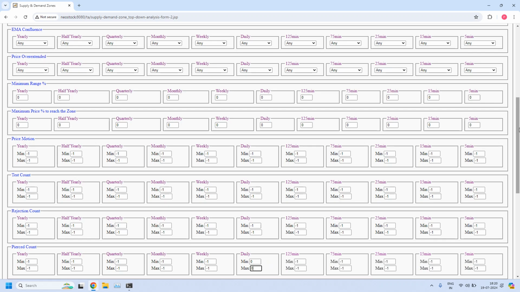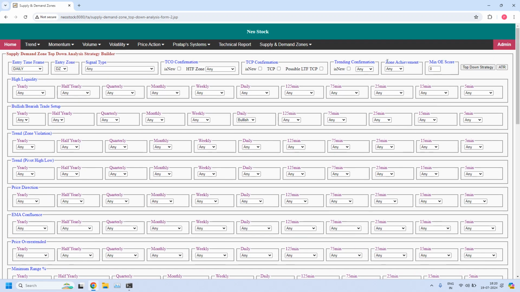Pierced count 0 means the zone is not pierced. The next filter, zone achievement. For a tradable zone, the zone achievement should be violated opposing zone, VOZ. And the minimum odd enhancer score for bullish or bearish trade setup should be 12. So I'm entering the value 12.